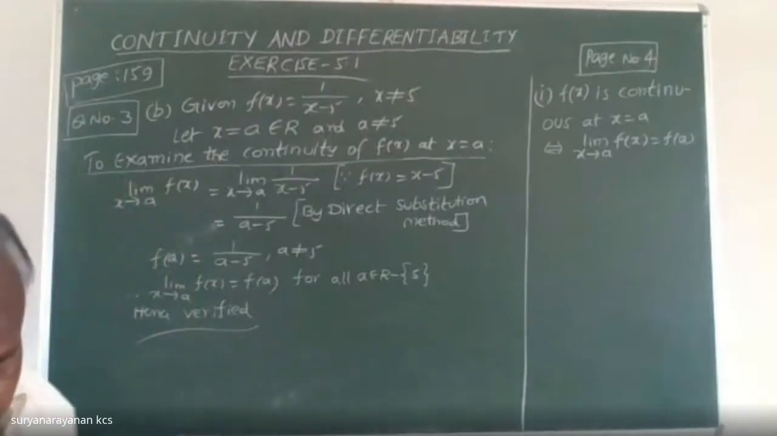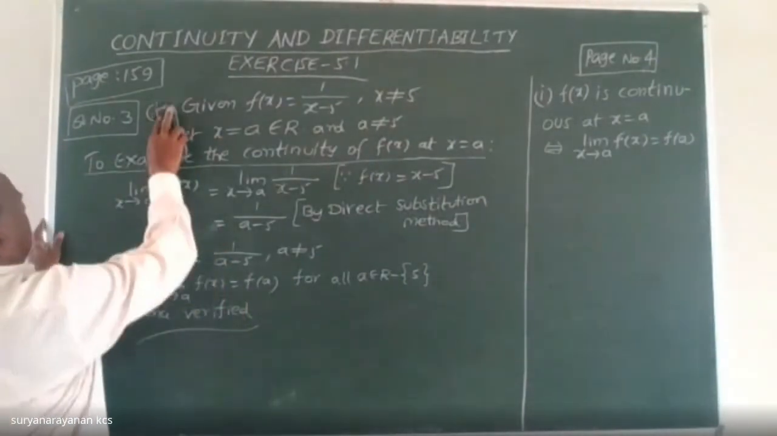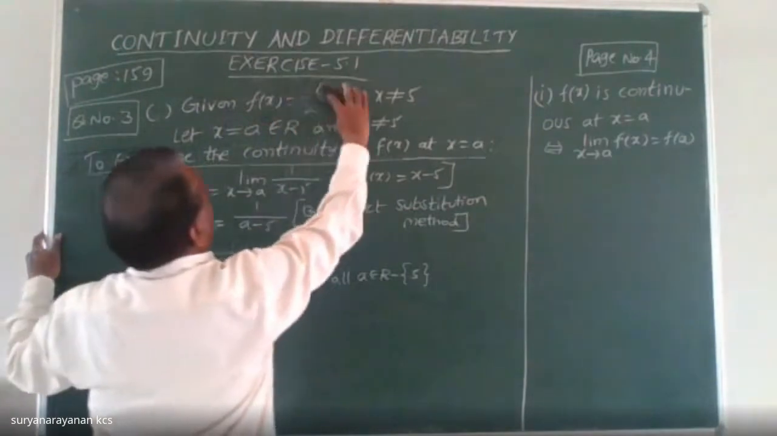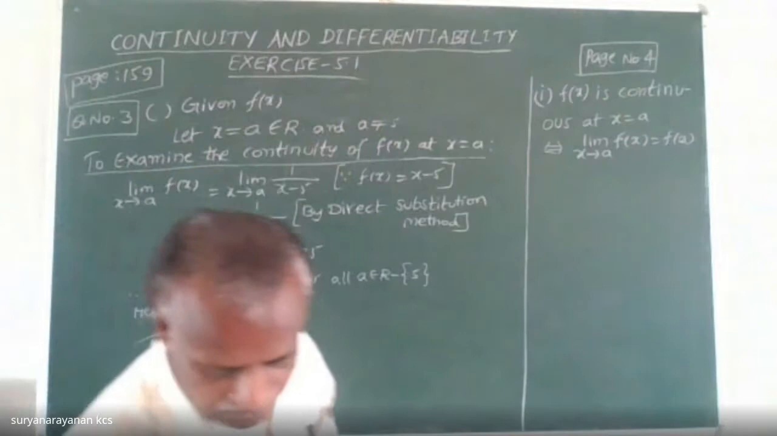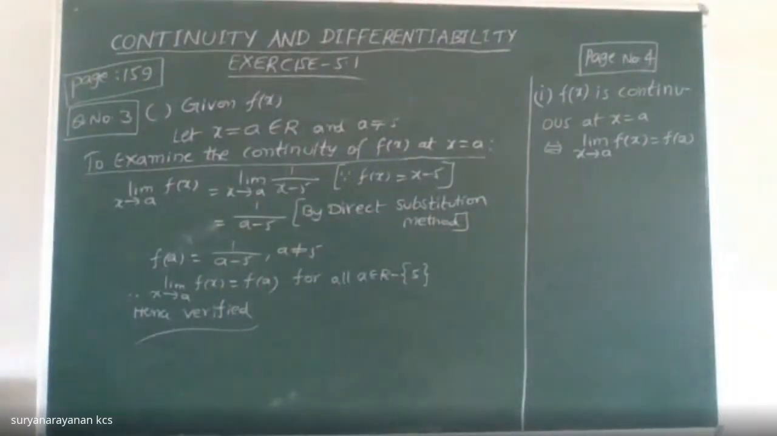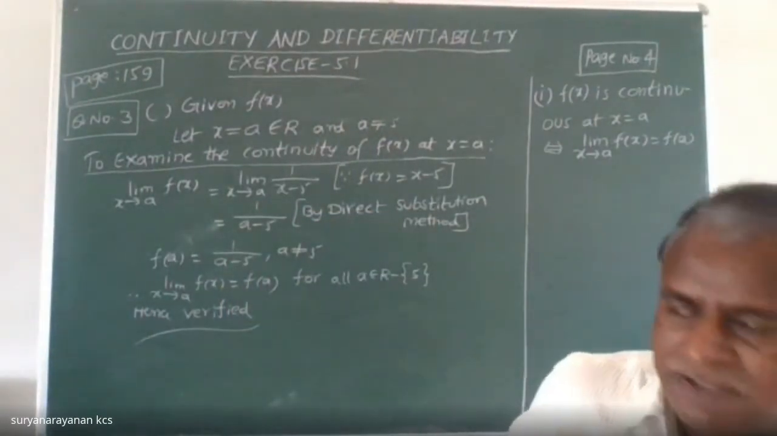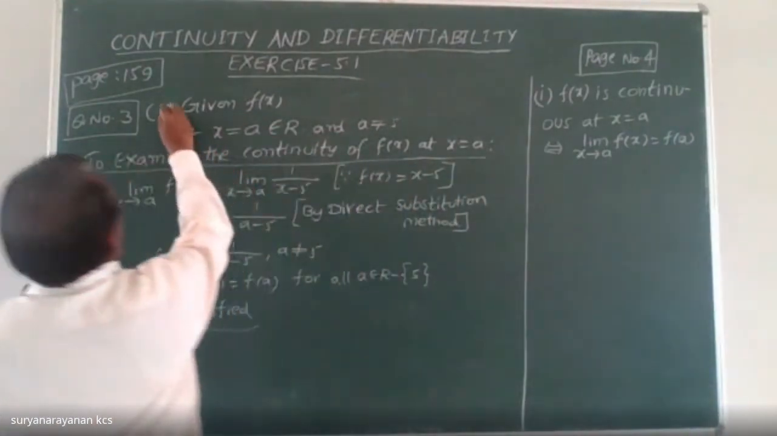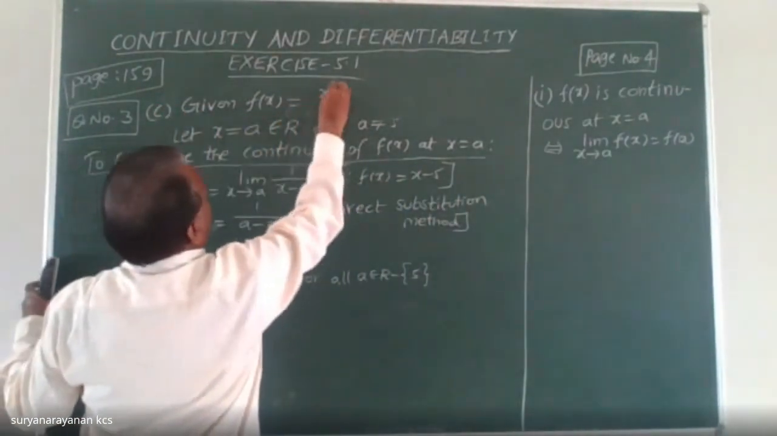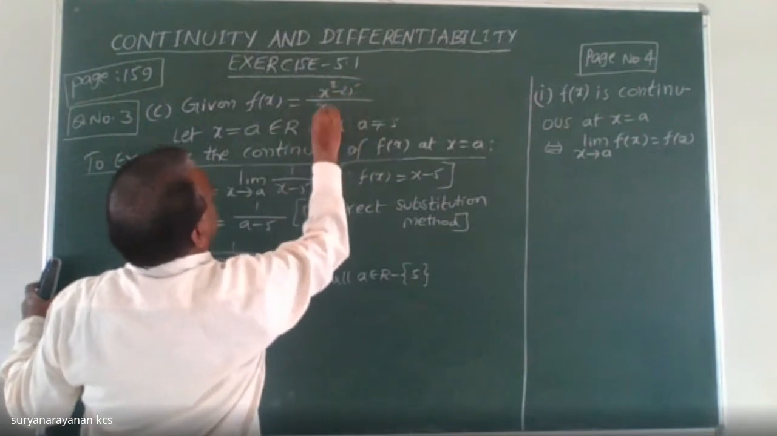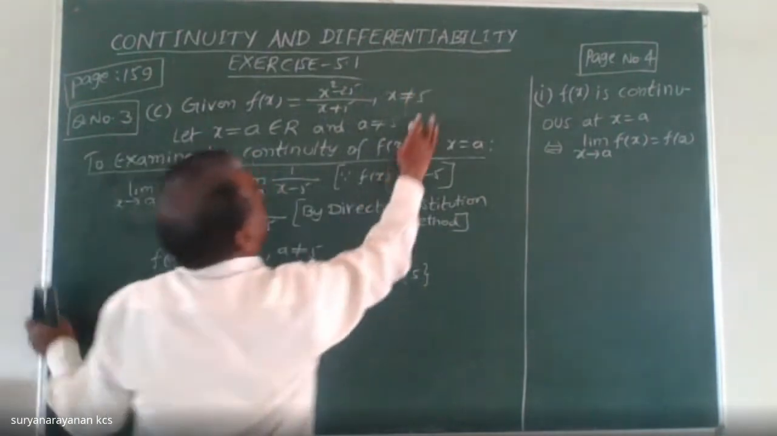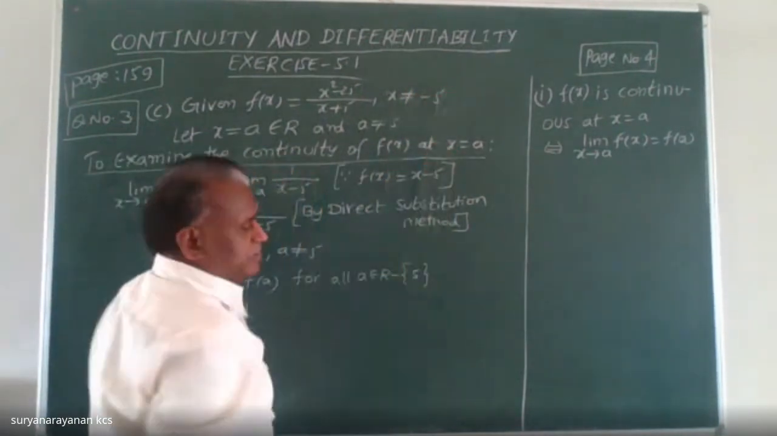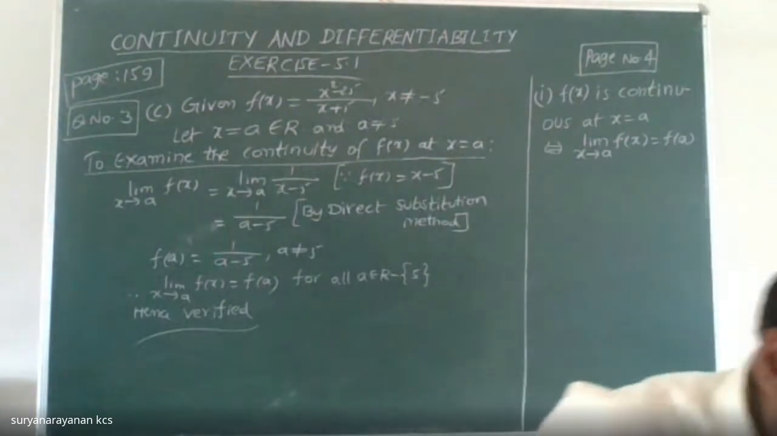Okay, now let us go to the next question. See question number C. f of x is equal to (x square minus 25) by (x plus 5), comma, x is not equal to minus 5.